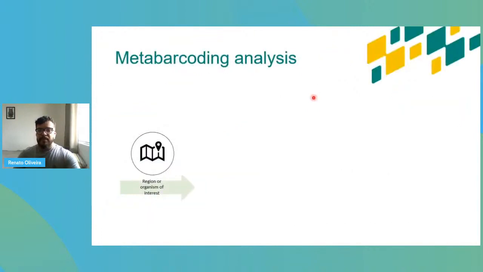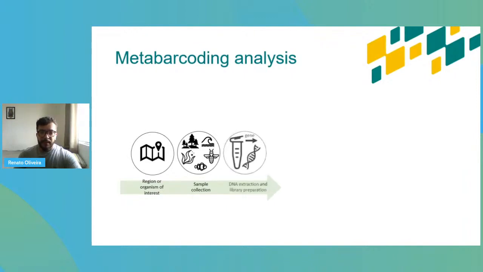To perform a meta-barcoding analysis, first we need to define a region or an organism of interest. And once we define that, we can perform some sample collection. And usually this is an environmental sample, so it can be a portion of soil, a pool of water, or even the interior of an organism, for example, the human gut.